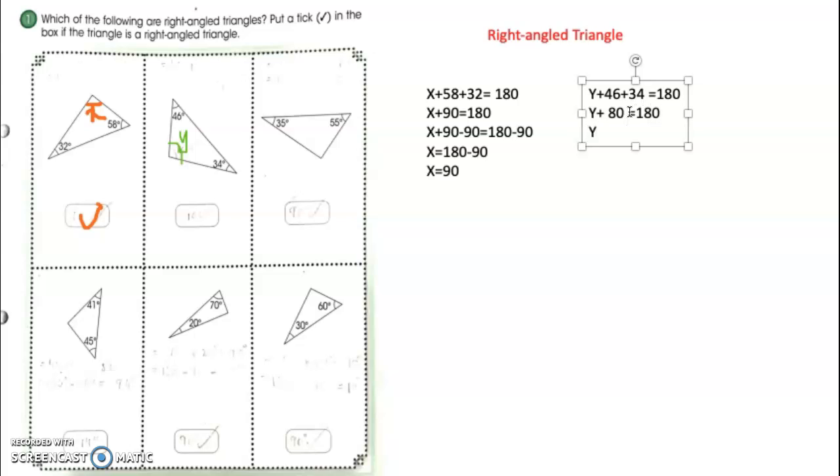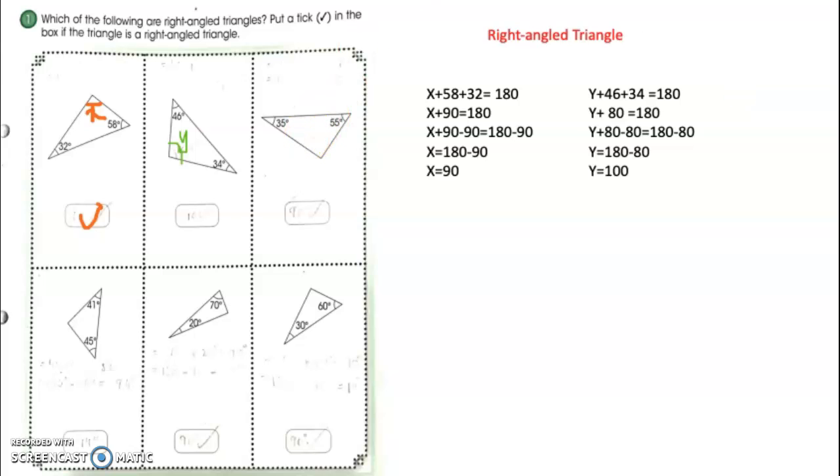Now I want to get rid of that 80. So I'll subtract 80 from this side, which is equal to 180. Again, I have to subtract 80 from the other side, because if I do it on one side, I have to do it on the other side as well. So 180 minus 80 is 100, right? Very easy, isn't it? So y is equal to 100. So this one is not 90 degrees. Therefore, this is not a right angle triangle. Let's move to the other one.